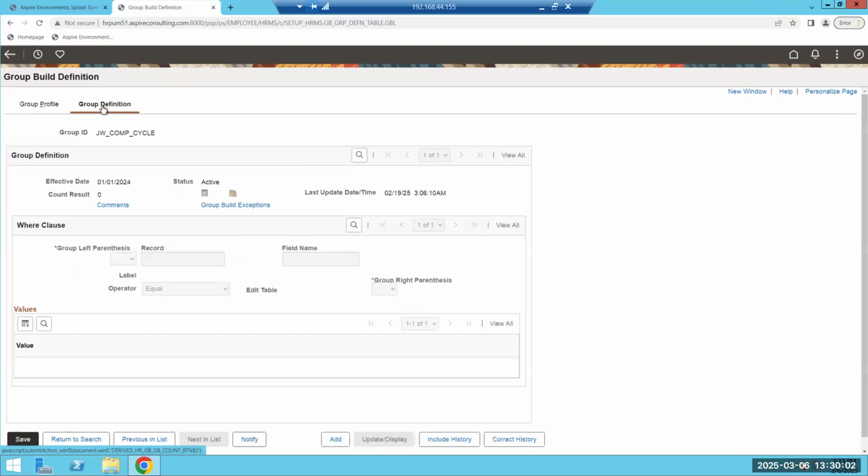And in the group definition over here, it'll run the group build for us real quick, and it'll give us a count of who's going to be in our results. So we will see in just a bit where that will tie into defining our actual comp cycle.